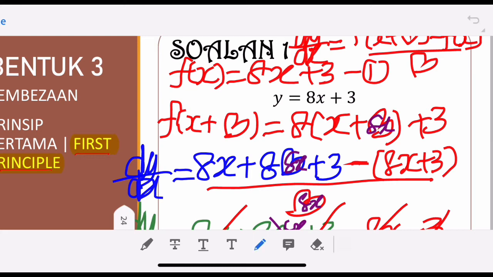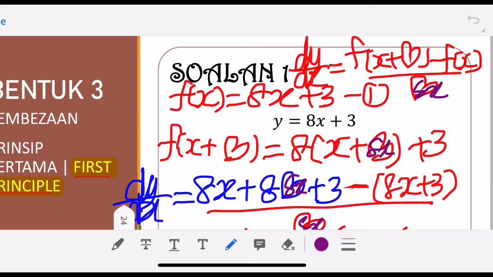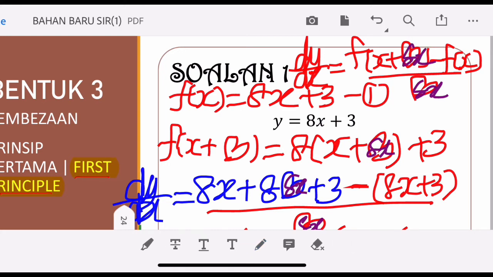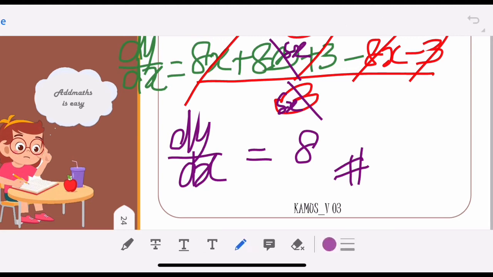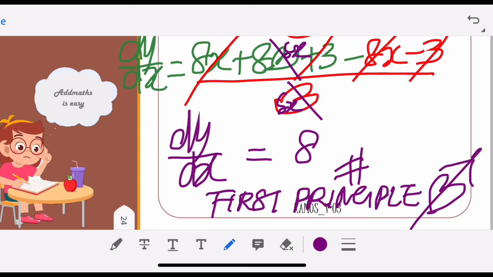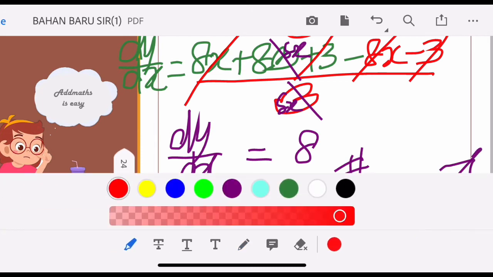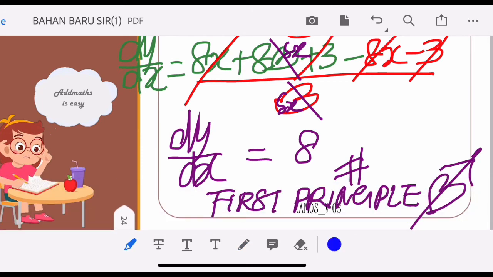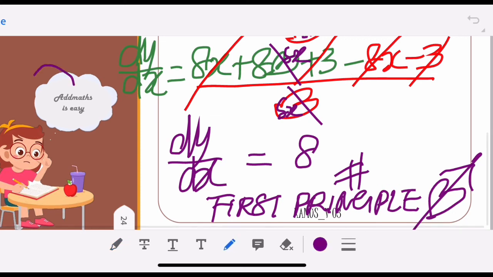So next time when you see the first principle, you just follow the method that I teach you. After that, you just replace the delta with delta x, and you simplify to the simplest form. So dy/dx is equal to 8. Remember the formula I introduced to you: f(x plus delta x) minus f(x), over the delta x, because the delta x is the delta. Understand? So this is so-called differentiation using the first principle.